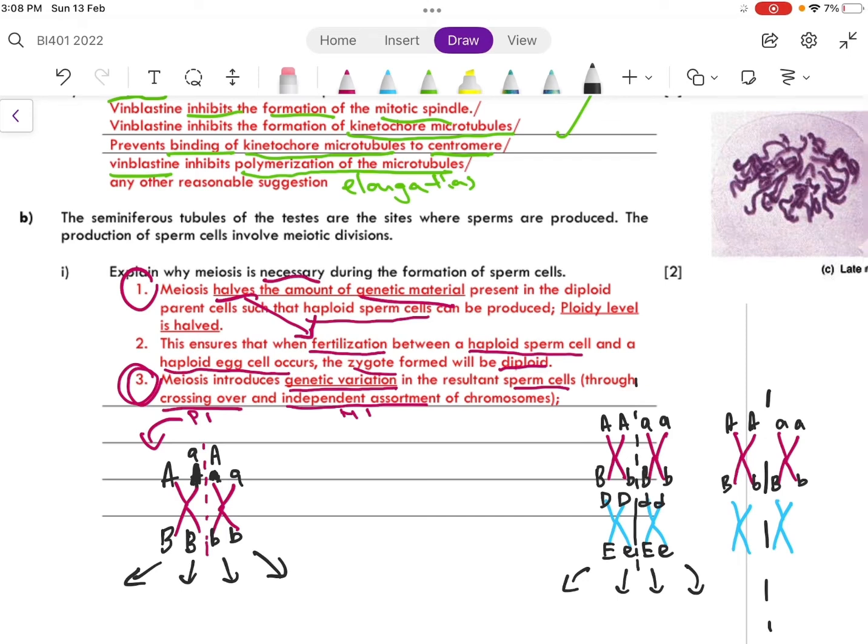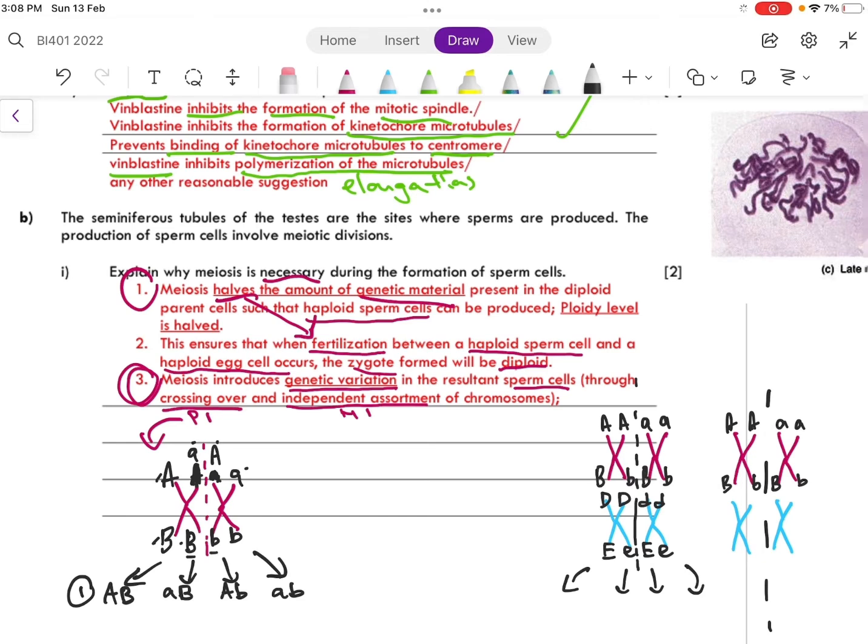And that means, if we go through with meiosis, we'll get one combination of sperm cells that goes something like that. Big A, big B, small a, big B, big A, small b, small a, small b. Okay, this is one combination.